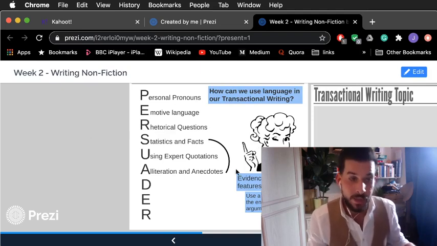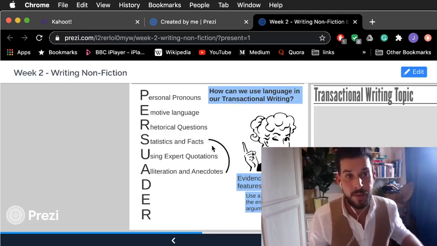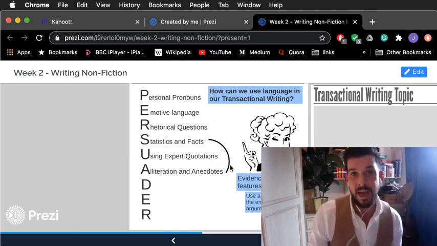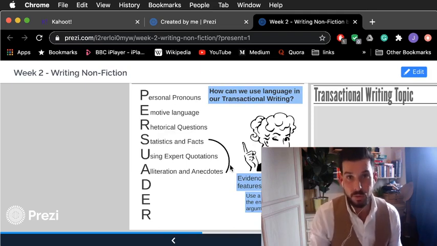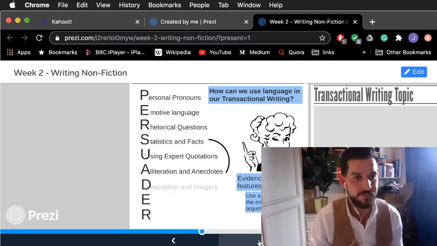Now, I'm going to tell you about this later on, but with these evidence-based language features, I would like to have one of these in every section when you're writing to argue. So section 1 might have a statistic, section 2 might have an expert, and section 3 might have a case study, but we'll talk about that when we look at the planning stage.